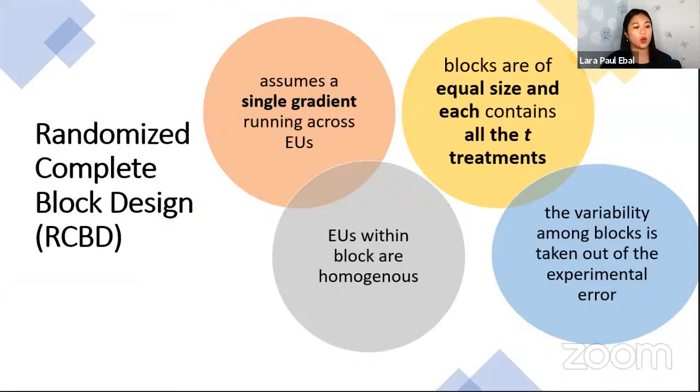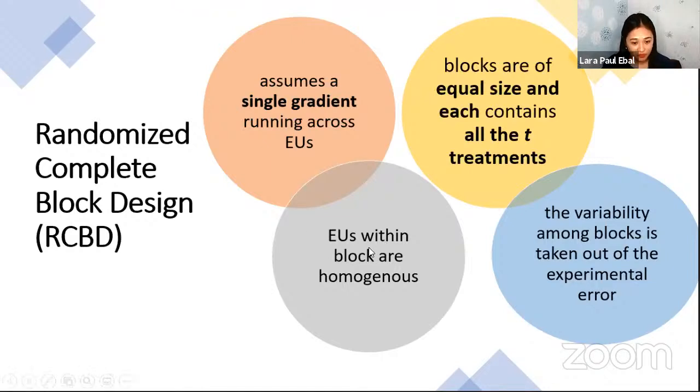RCBD or randomized complete block design assumes a single gradient running across the experimental units. So ito yung nuisance factor na kailangan i-consider natin, that single gradient, or we call it block, the blocking factor. Blocks are of equal size and each contains all the T treatments. So imagine that you have one block having all the treatment levels there. May presence ng lahat ng treatment levels. That's why it's called complete block design.